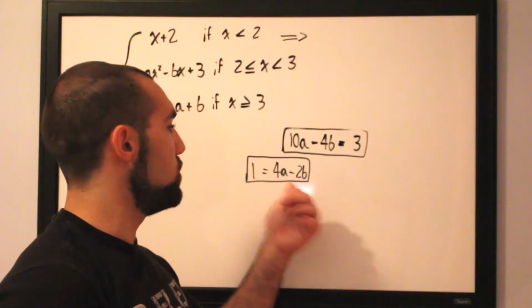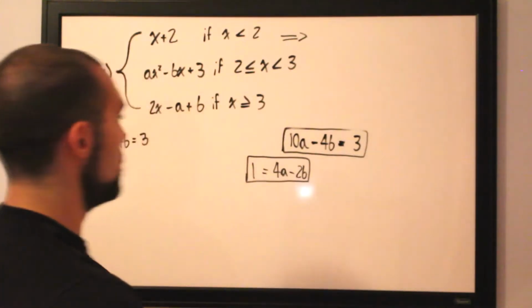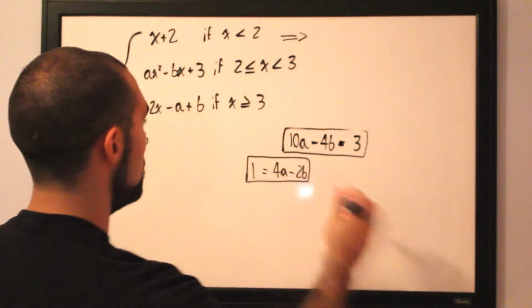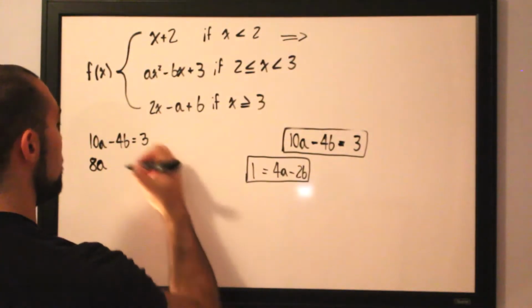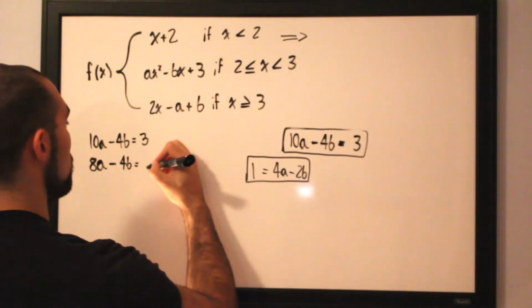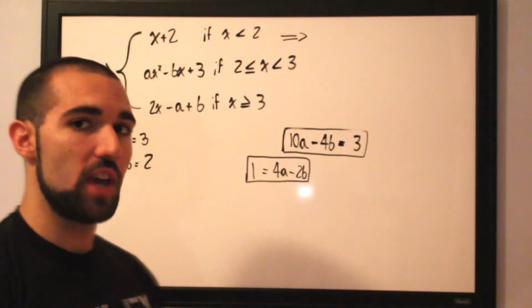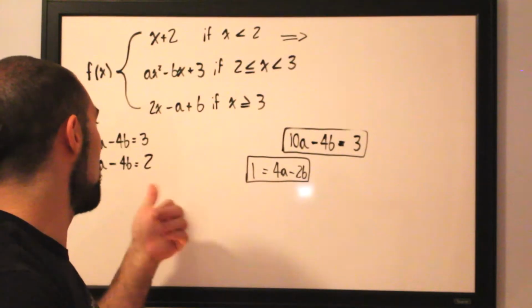Well, we have a negative 2b over here in this function, so why don't we just multiply it by 2? If we were to multiply this function by 2, we would get 8a minus 4b is equal to 2. And what we can do in this case is simply subtract these equations so that we can cancel out the b's and we can solve for a.